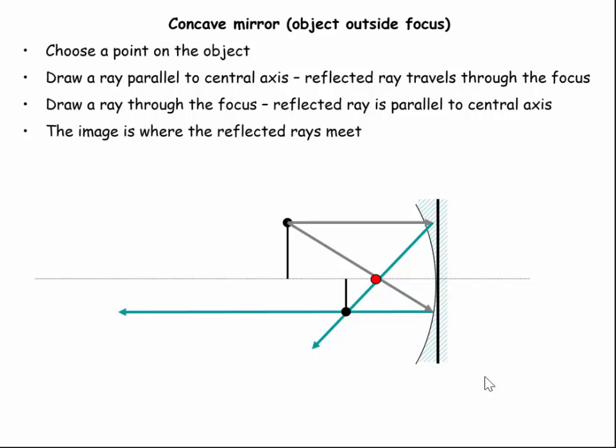In this case, our image is inverted, it's upside down, it's diminished, it's smaller, and it's real, which means we could project it onto a screen. This will always happen when you have an object which is further out than the focal point for a concave mirror.